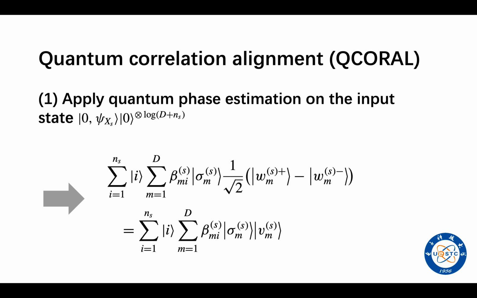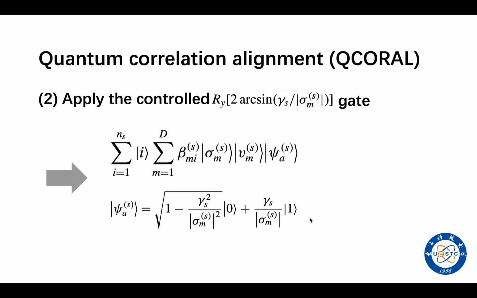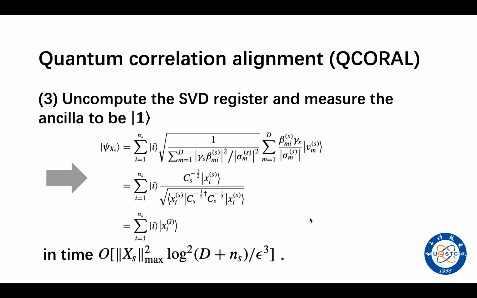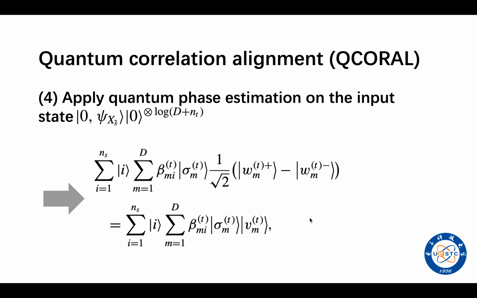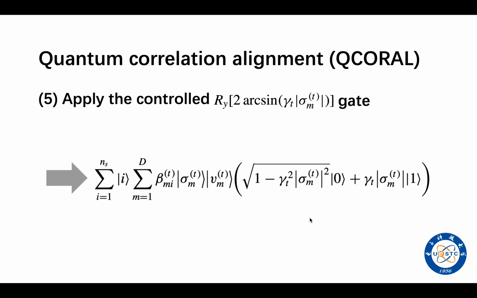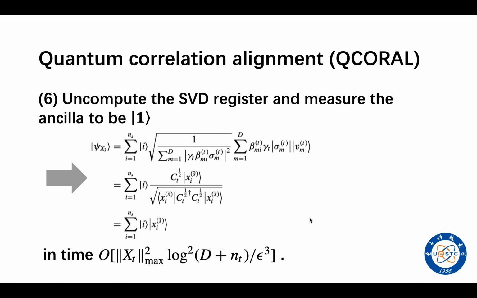The QCORAL is achieved by invoking quantum phase estimation, quantum Fourier transform, the HHL algorithm, and the quantum singular value decomposition algorithm. The concrete steps are as follows. Compared with the classical correlation alignment algorithm, which requires algorithmic complexity in time polynomial to the number and the dimension of the given data, the QCORAL can achieve exponential speedup.